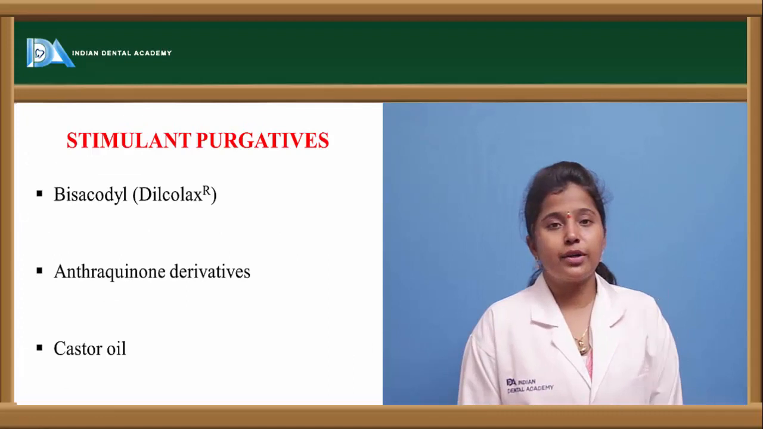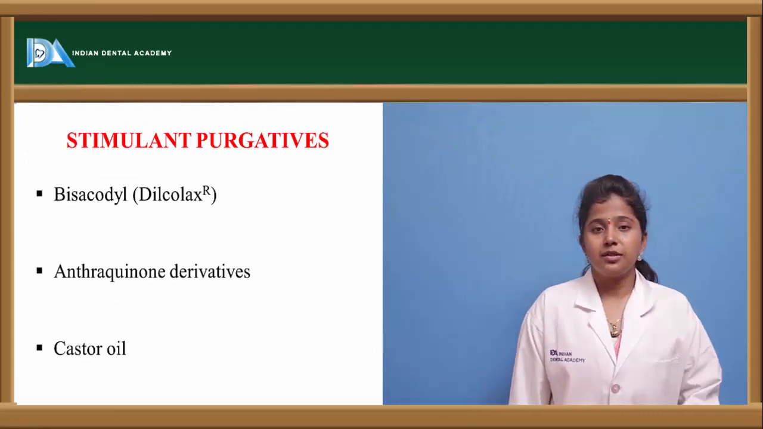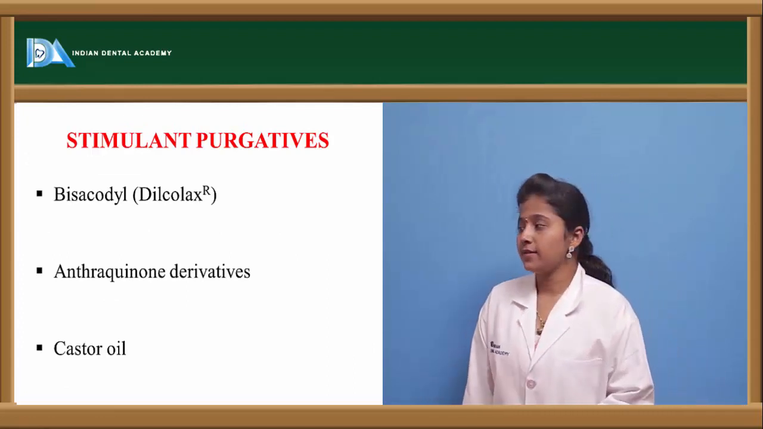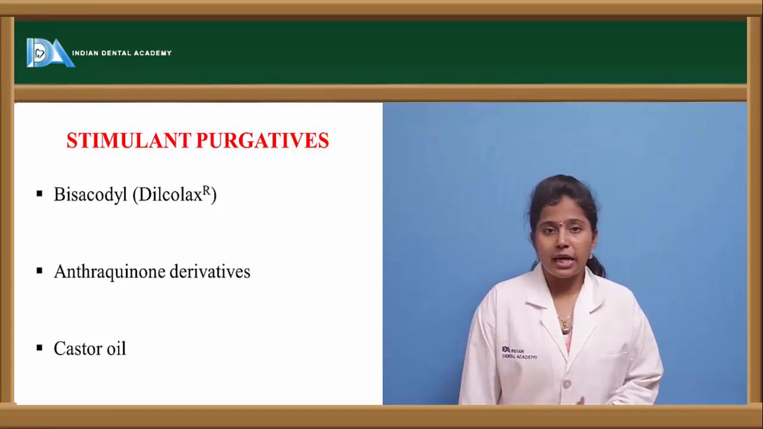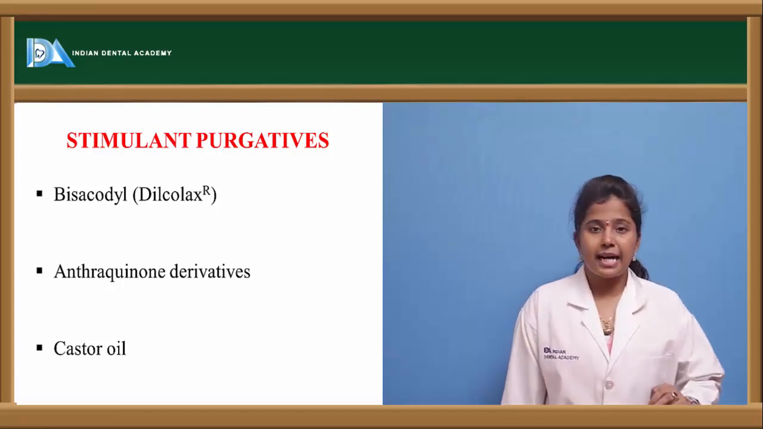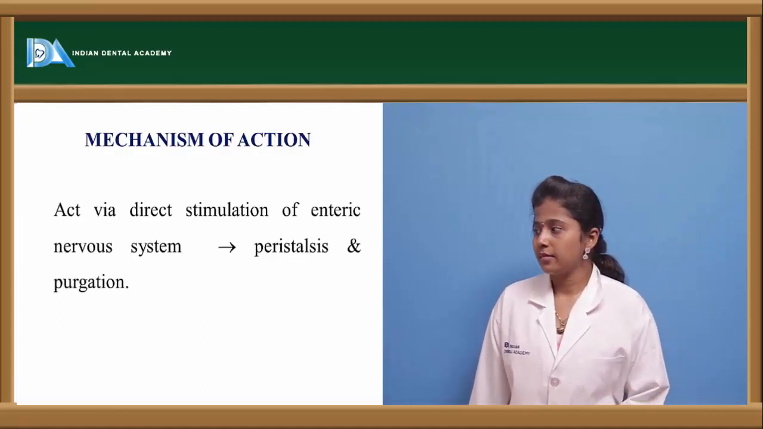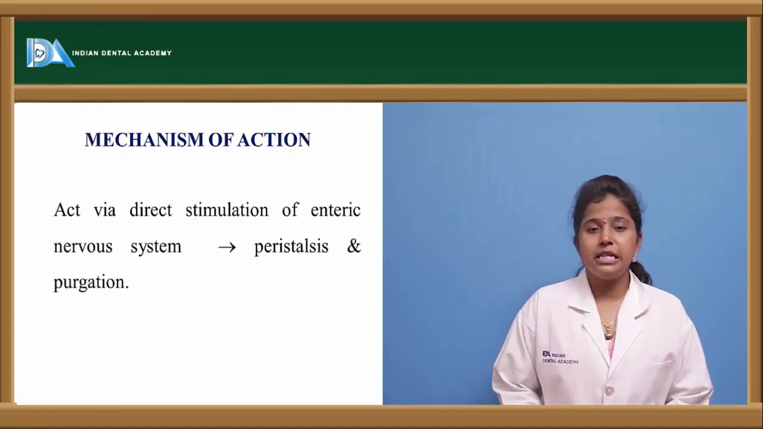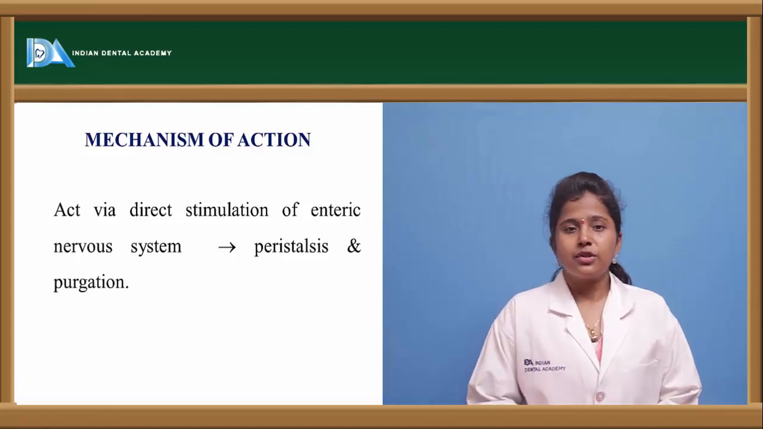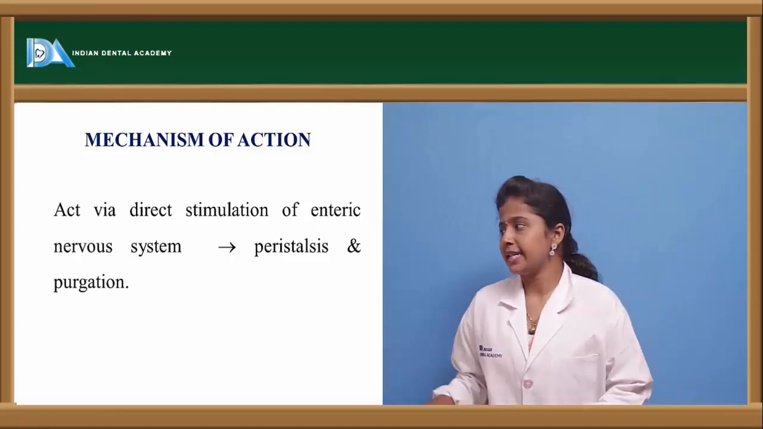The next category of drugs are stimulant purgatives. The drugs which come under the stimulant purgatives are bisacodyl, which is marketed as Dulcolax, anthraquinone derivatives, and castor oil. So what is the mechanism of these stimulant purgatives? They have a direct action.